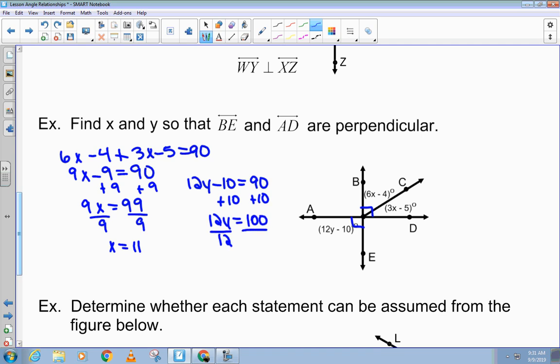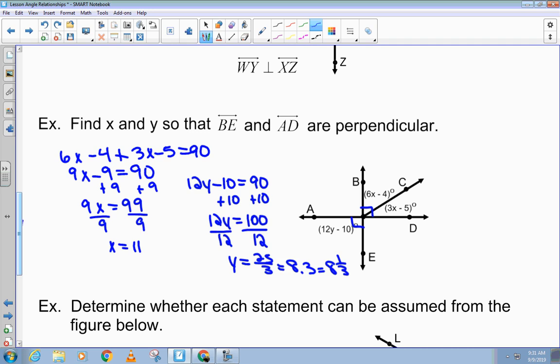100 divided by 12 is going to give you a decimal, which is okay. You could reduce it, which would be 25 thirds, or 8.3 repeating, which is the same thing as 8 and 1/3. You always know that 0.3 repeating is a third, right? So if x is 11 and y is one of those three answers, 25 thirds, 8.3 repeating, or 8 and 1/3, then you're going to have right angles.